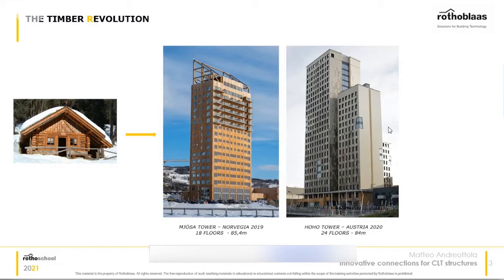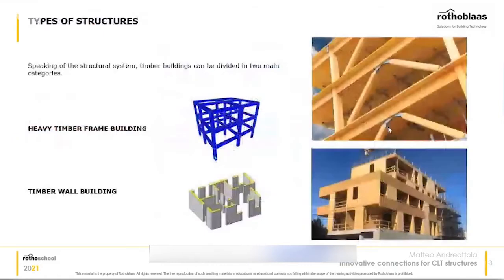For example, Hoho Tower in Austria or Mjosa Tower in Norway are multi-story buildings which are more than 84, 85 meters tall. That's thanks definitely to the more engineered materials that we all know, like, for example, CLT or glulam or LVL. Definitely, the key thing becomes the connection. Really, the connection should have all the resistance, and as well the ductility to allow these massive timber constructions.